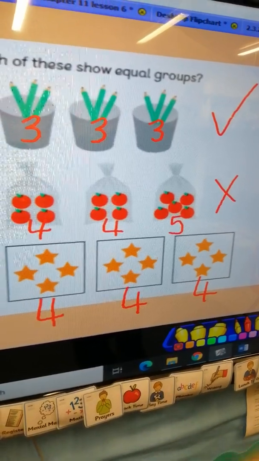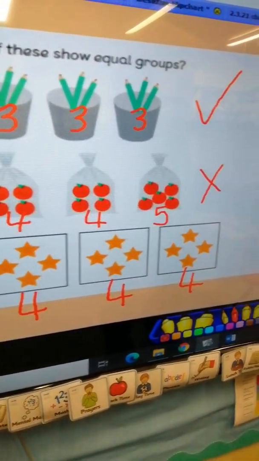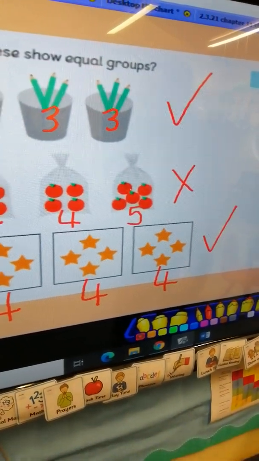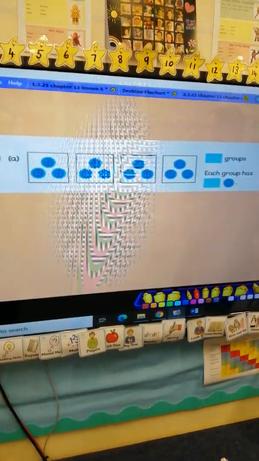Can we say it together? These groups are all equal because they're all the same. So these groups are all equal groups. Okay.